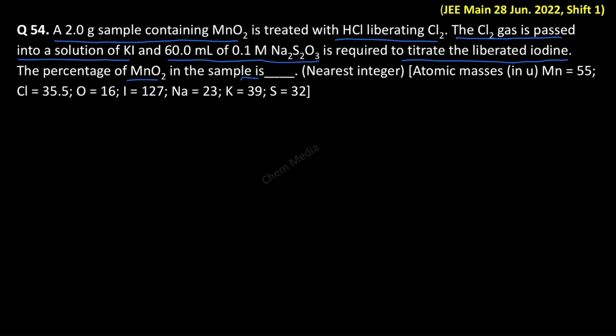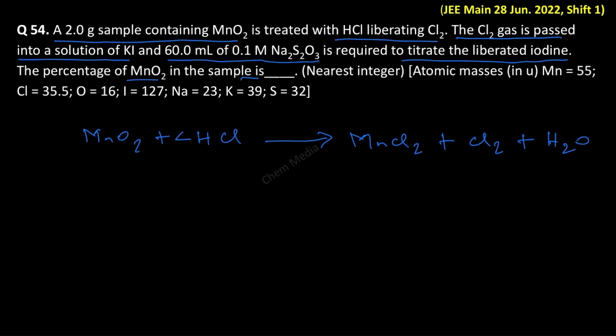Let us first write all the balanced equations so that we can establish the stoichiometric mole ratio. We have manganese dioxide treated with HCl, and we would get manganese dichloride plus Cl2 plus water. We have 4 chlorine atoms on the product side, so let us multiply HCl with 4. We have 4 hydrogen atoms on the reactant side, so let us multiply water with 2. Now everything is balanced.